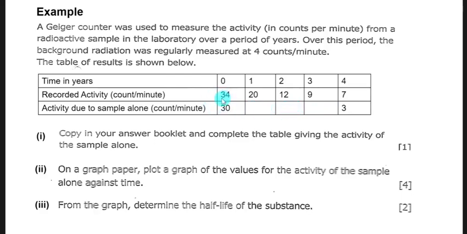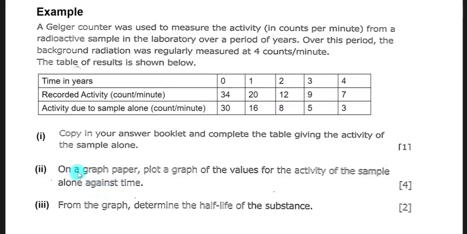So if they said 34 minus 4 to get 30, then here you say 20 minus 4 to get 16. Then here also 12 minus 4 to get 8. Here 9 minus 4 to get 5. Then here 7 minus 4 to get 3. Yeah, that's how it moved. So now this is done. That's how it was supposed to be completed.